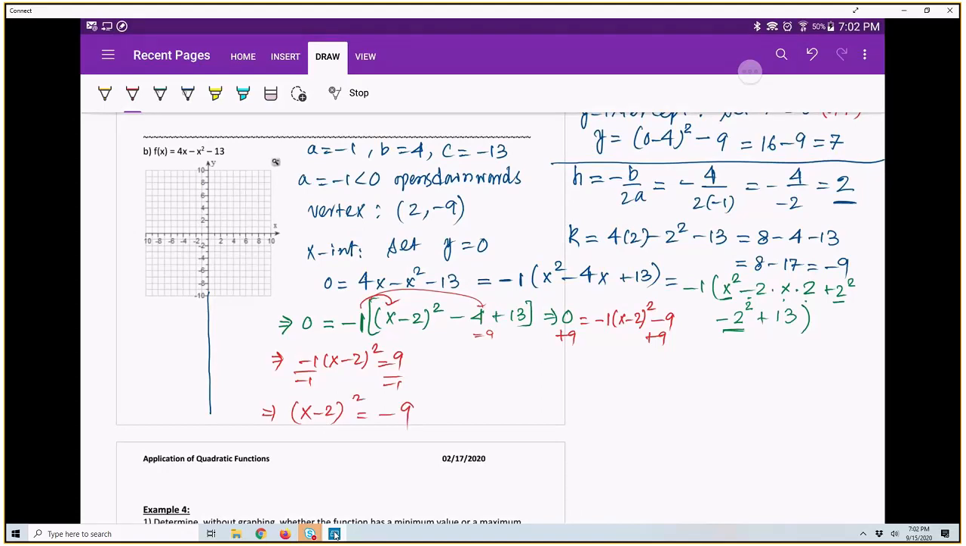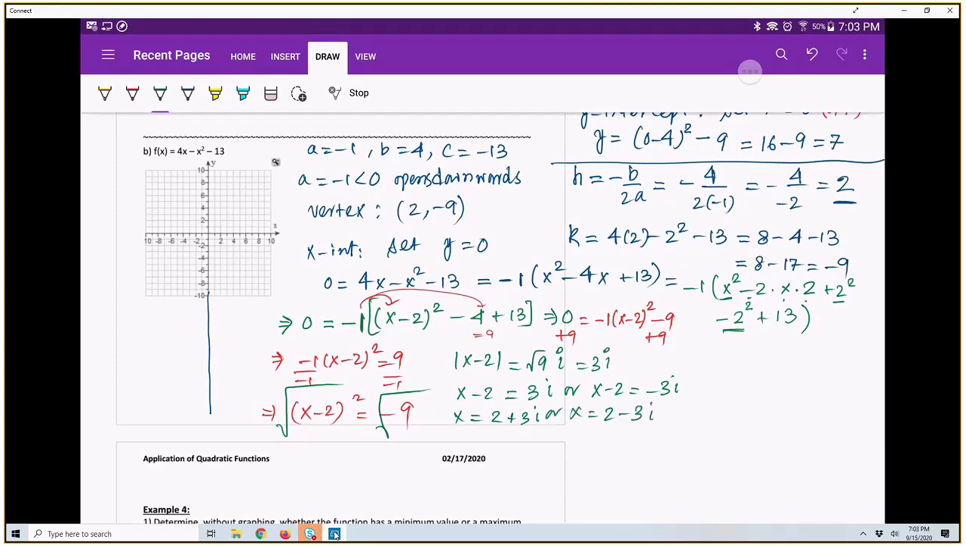To solve, I will take the square roots on both sides. So I will get absolute value of x minus 2 equal to square root of negative 9, which is square root of 9 times i, which is 3i. So I get two solutions, x minus 2 equal to 3i or x minus 2 equal to negative 3i. So x is equal to 2 plus 3i or x is equal to 2 minus 3i. But none of them are real numbers. What does that tell me? There is no x-intercept. So the graph will not cross the x-axis.